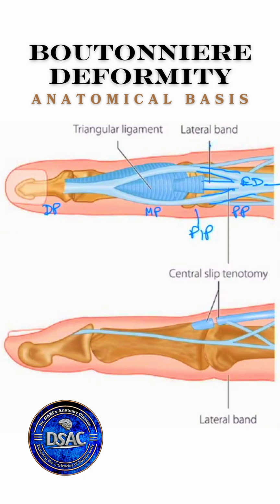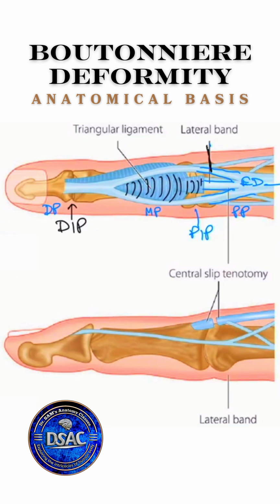Remember, the lateral band is only reaching till this. This is the lateral band. The two lateral bands join together, forming a conjoined tendon, and that crosses this joint called the distal interphalangeal joint. And in between these two tendons, there is webbing, and this is called the triangular ligament. These are the parts of the dorsal digital expansion.